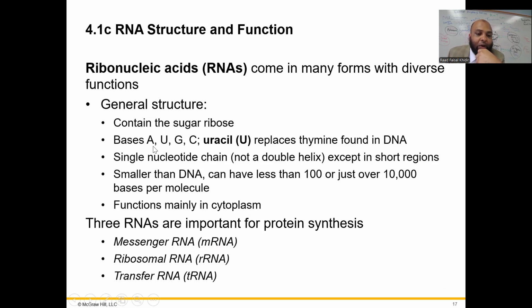And the bases are adenine, uracil, guanine, cytosine. Uracil replaces thymine found in the DNA. So there are single nucleotide chains, not a double helix, except in short regions. So smaller than DNA, and they can have less than 100 or just over 10,000 bases per molecule. And it functions mainly in the cytoplasm.